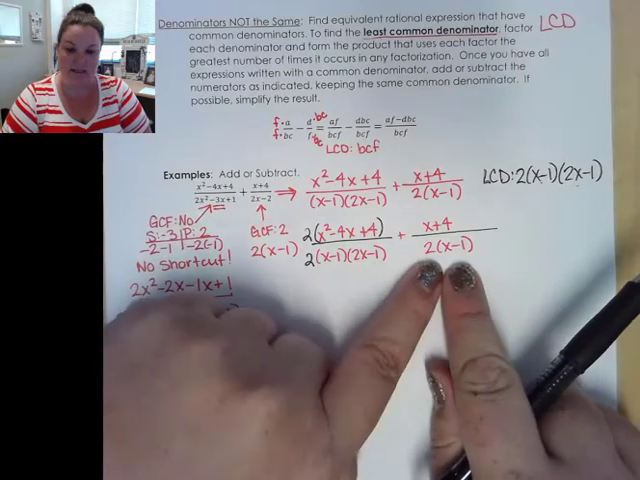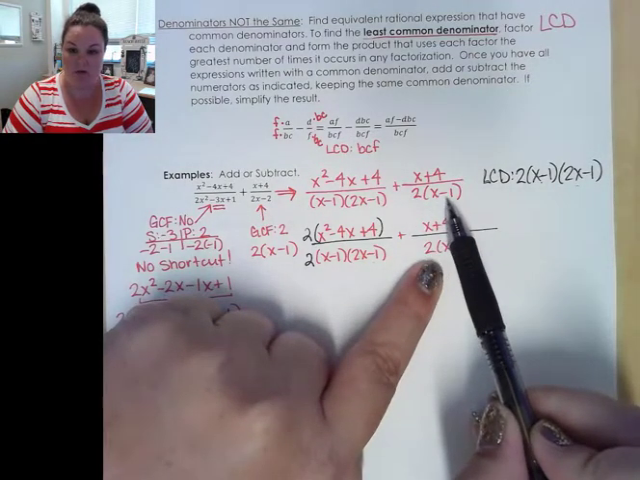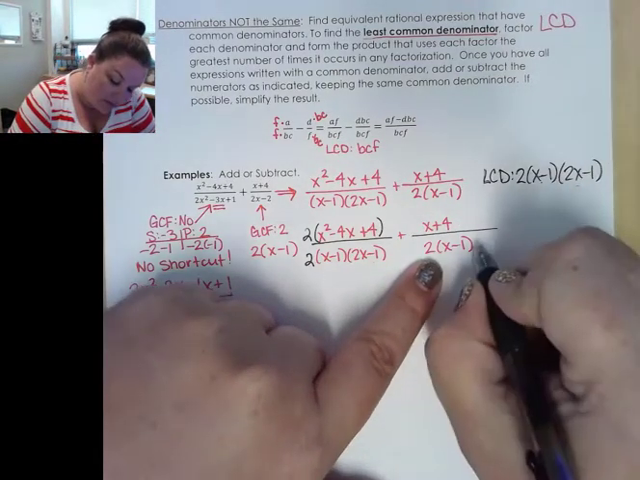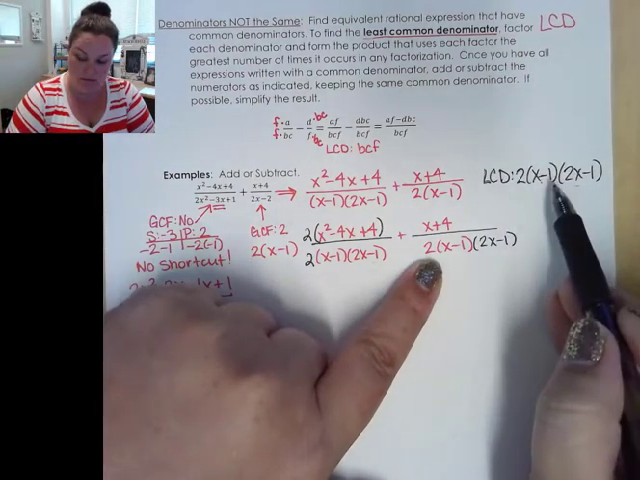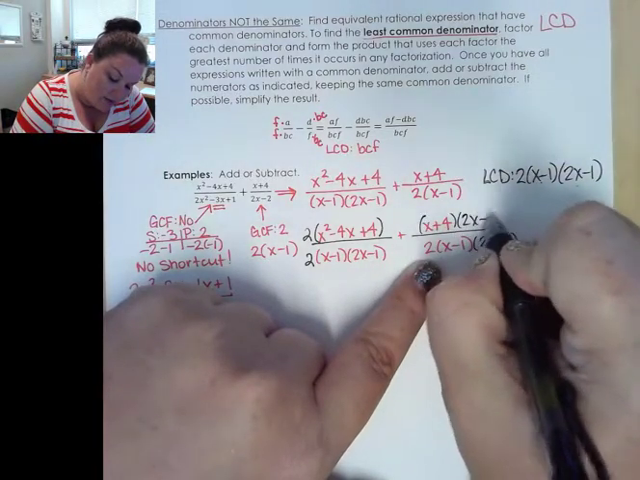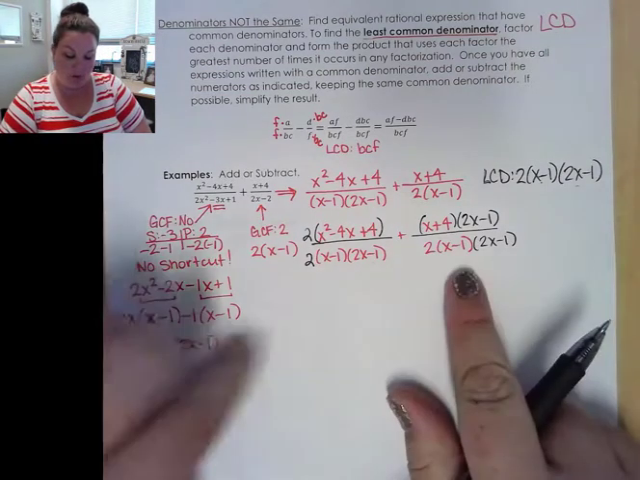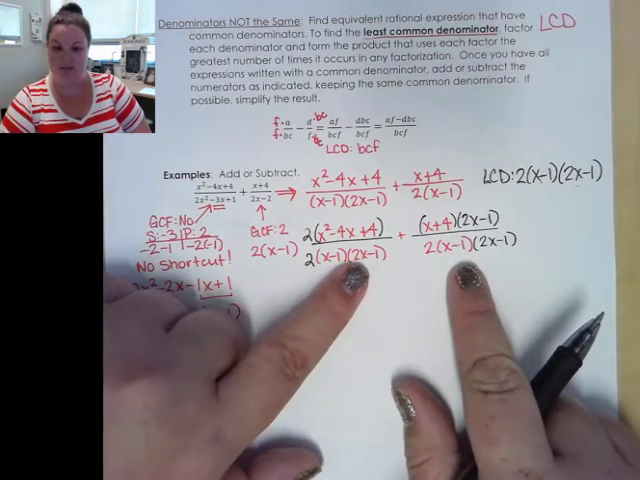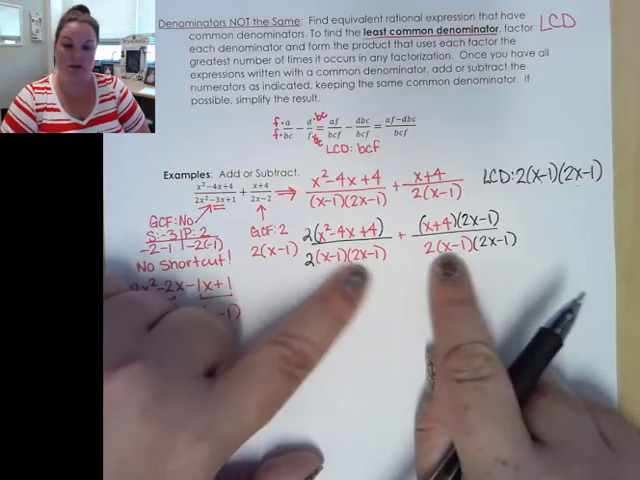Then I do the same thing to the second term. It has a 2 and an x minus 1, so it's missing this last quantity. I want to multiply the bottom by 2x minus 1 so that it looks the way I want it to, but if I multiply the bottom, I also have to multiply the top by 2x minus 1. Now they both have the same denominators. This one has 2 times x minus 1 times 2x minus 1, and this one has 2 times x minus 1 times 2x minus 1. The denominators are the same.